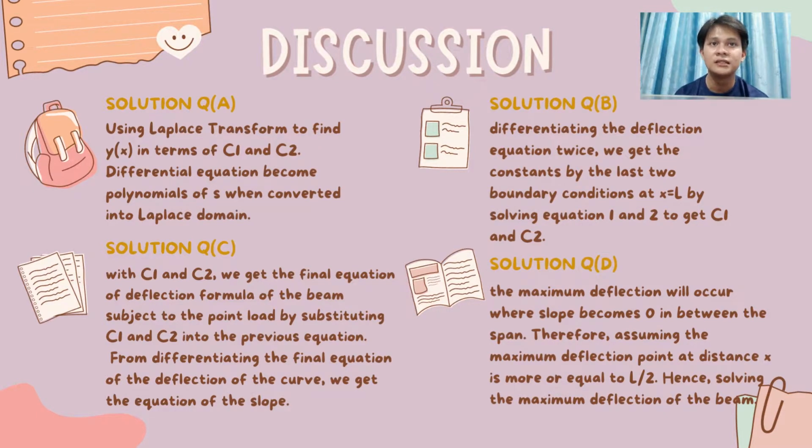For the solution to question D, the maximum deflection will occur when the slope becomes 0 in between the span. Therefore, assuming the maximum deflection point at distance x is more than or equal to L over 2, we solve for the maximum deflection of the beam.